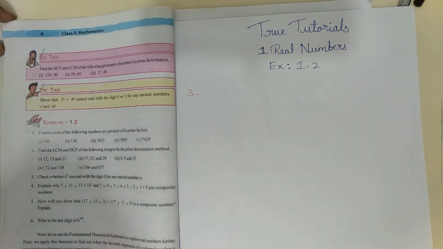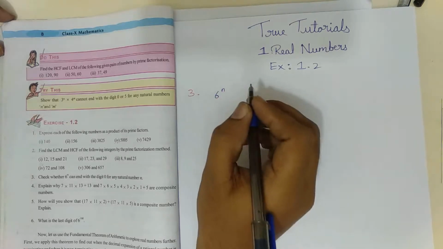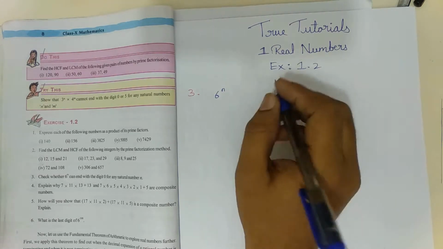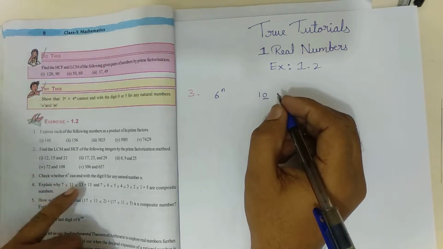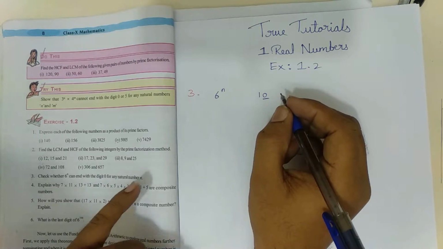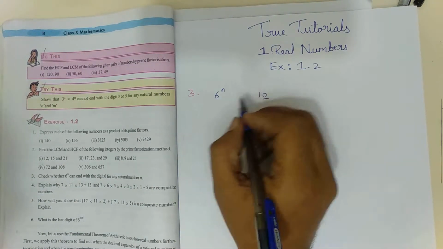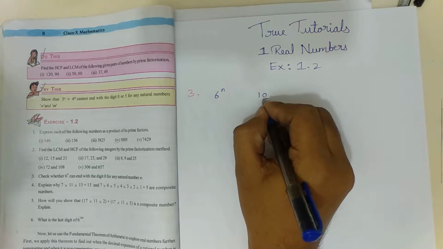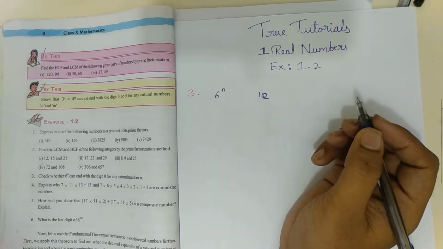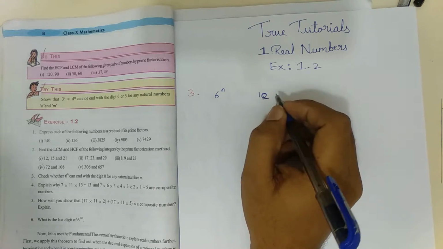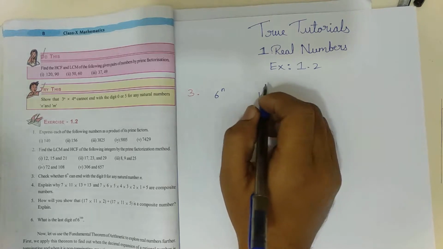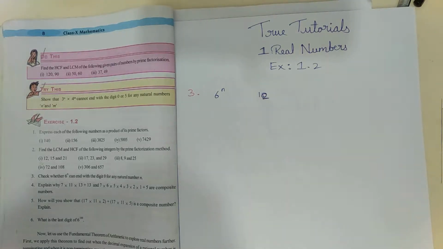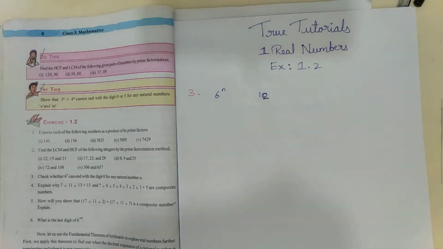He is asking whether 6^n will end with a 0, that means with 10. Check whether 6^n can end with the digit 0 for any natural number n. Ending with 0 means that at the last place you have to have 0. Okay, so how will we find this? Let's see.